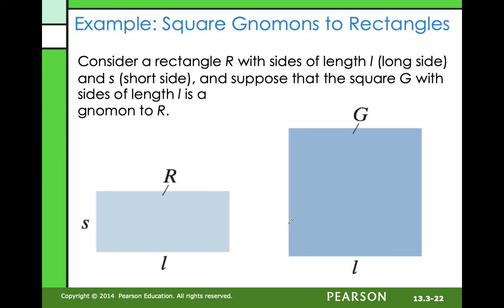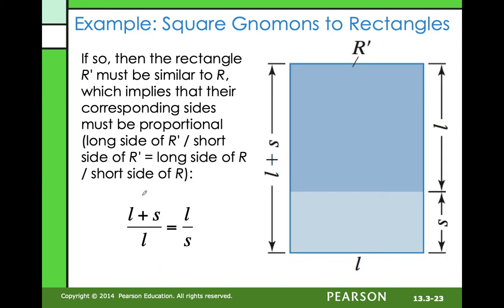So in a similar way, let's talk about square gnomons to rectangles. So if you've got a rectangle R with a side of length L, the long side, and S being the short side, and suppose the square G has a side of length L and is a gnomon to R. So in other words, what we're saying is that they are the same length down here. So when you attach them, we should have a gnomon.